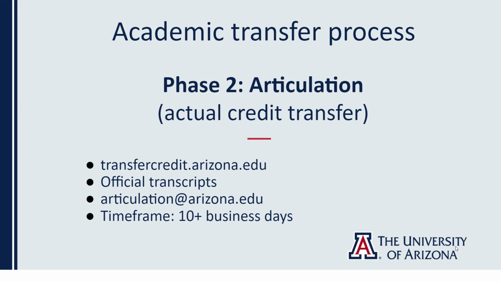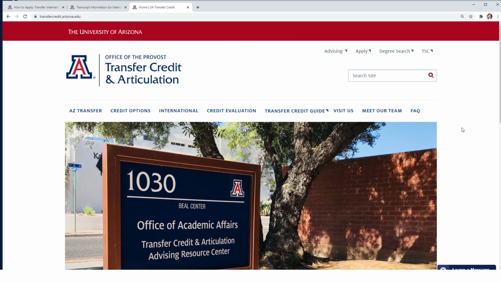So moving on with the academic transfer process, phase number 2 entails the articulation. In other words, the actual transferring of credit that you're going to get from your previous university or college into the University of Arizona. This is an actual report you can see where you can analyze how the classes you took convert into the University of Arizona structure. That's actually handled by the Transfer Credit and Articulation Office.